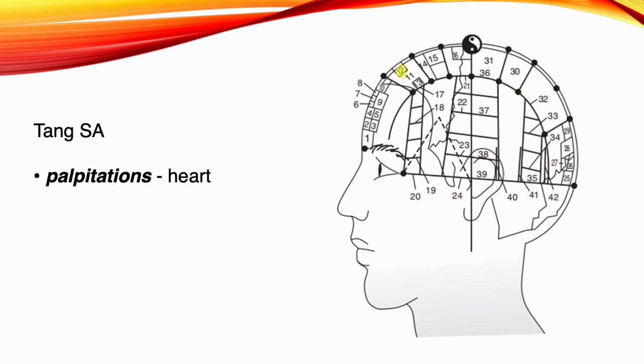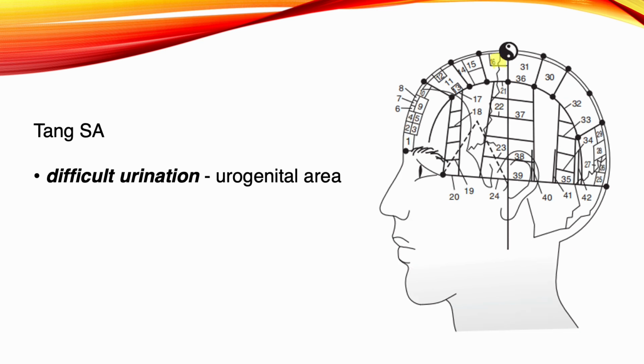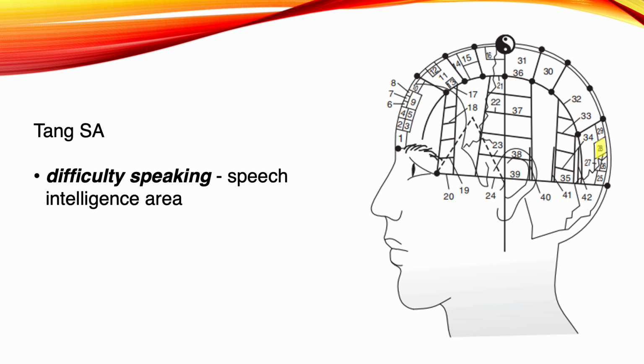For palpitations, choose the heart, number 12. For difficult urination, choose the urogenital area, number 16. And for difficulty speaking, choose the speech intelligence area, number 28.